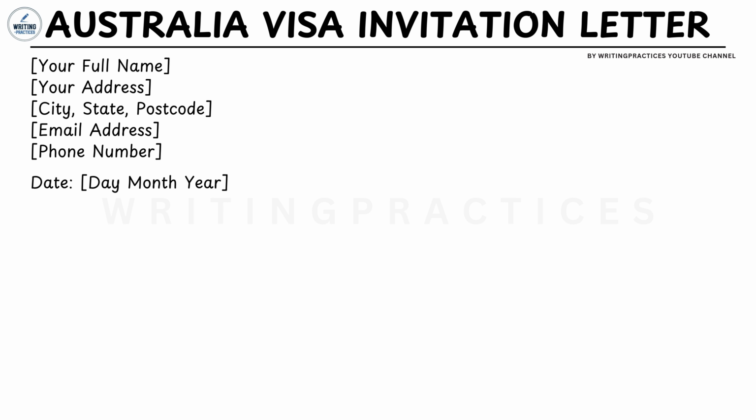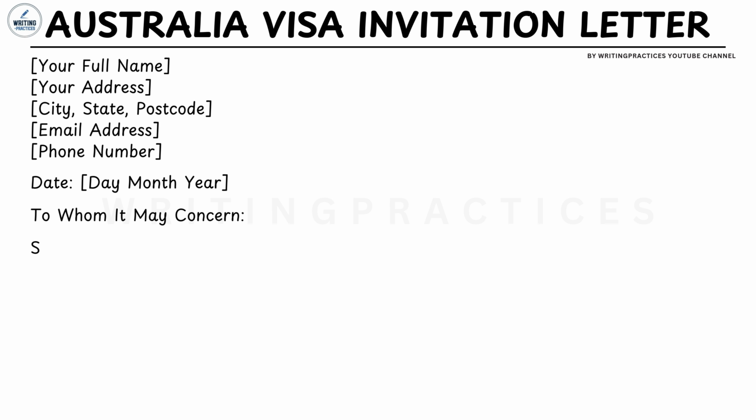2. Date. Include the date on which you're writing the letter. In Australia, the preferred format is day, month, year, such as 10th January 2025. 3. Salutation. Address the letter with a formal salutation. Since the letter is intended for immigration officials, "To whom it may concern" is appropriate.